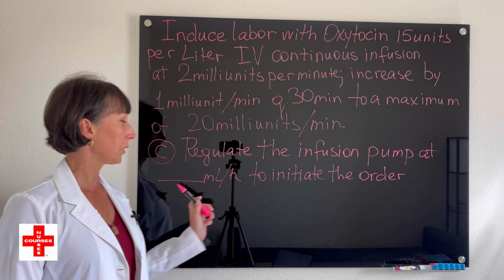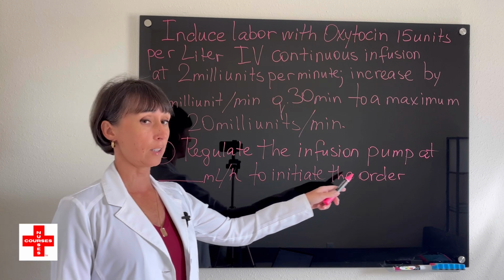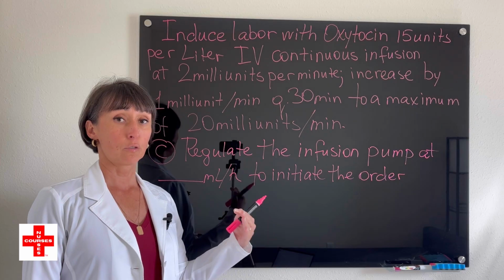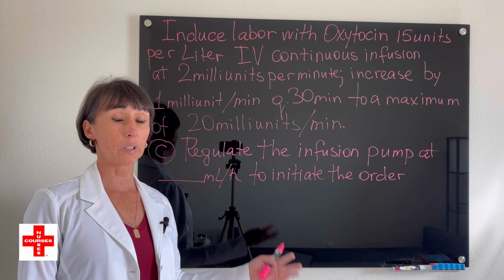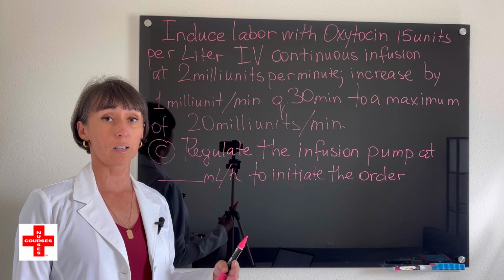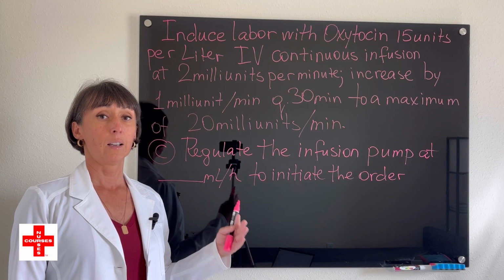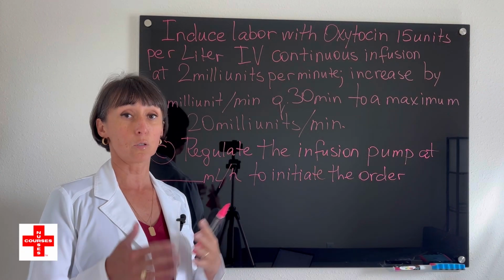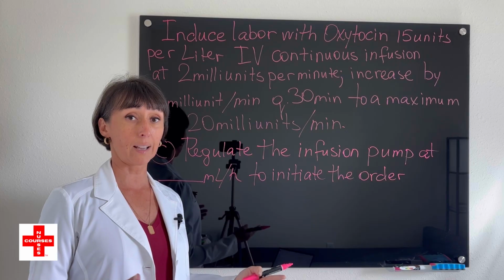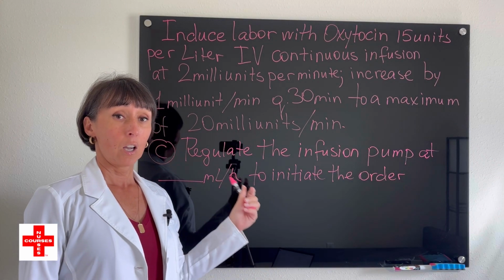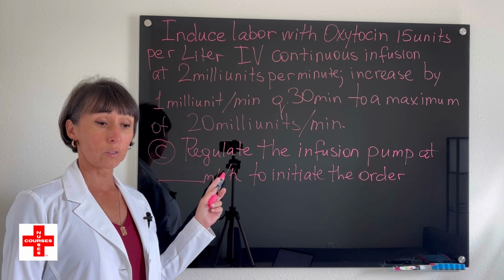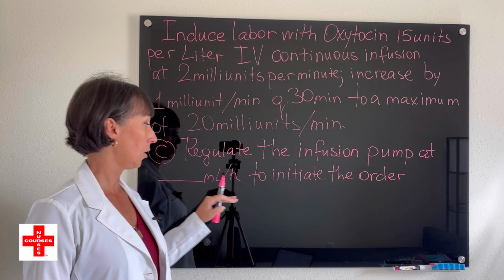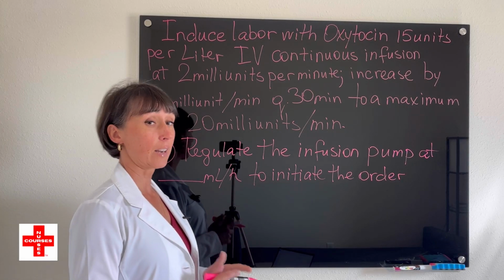Question C. Regulate the infusion pump at how many milliliters an hour to initiate the order? Remember, the pumps are just machines that nurses program to deliver a certain number of milliliters per hour, and they usually understand only milliliters per hour. We call it the flow rate. How many milliliters per hour? Now, if your order is given in milliunits per minute, you need to figure out how to tell the pump to deliver the correct number of milliliters per hour. In question B, we just found that 0.13 milliliters are going over 1 minute, and that will help us find what it is per hour. Let's write down what we know.